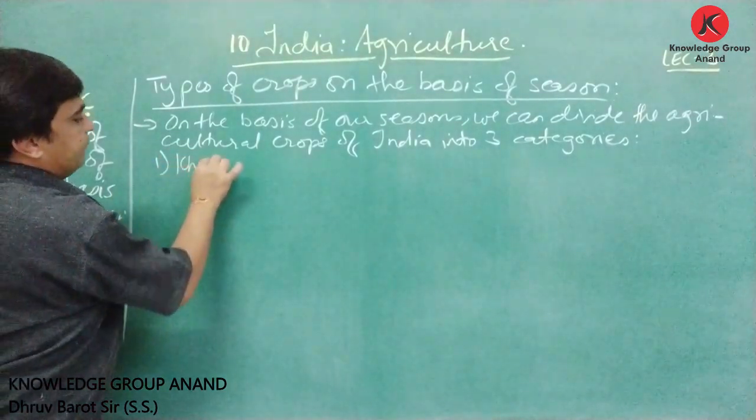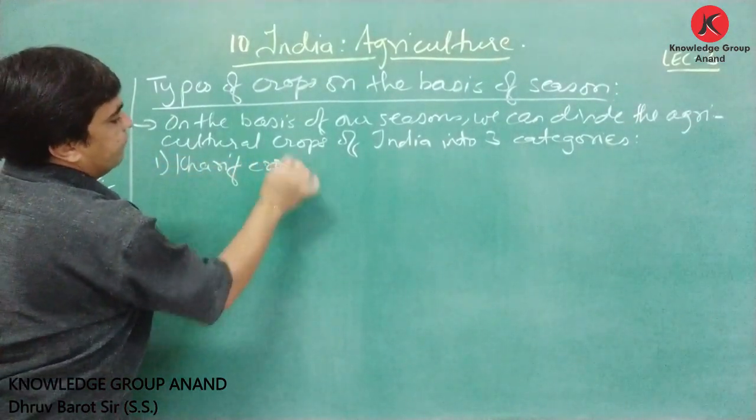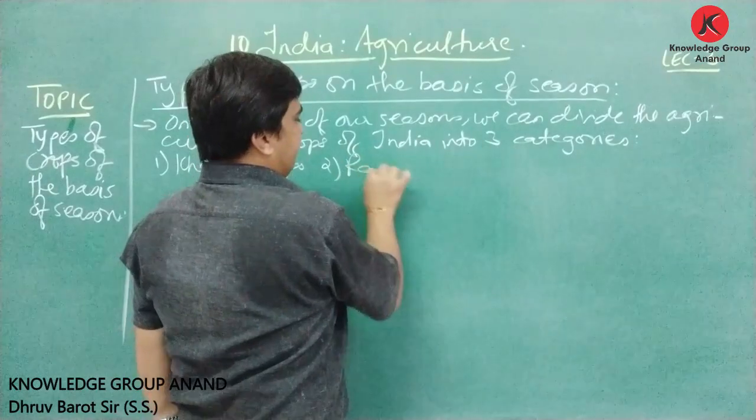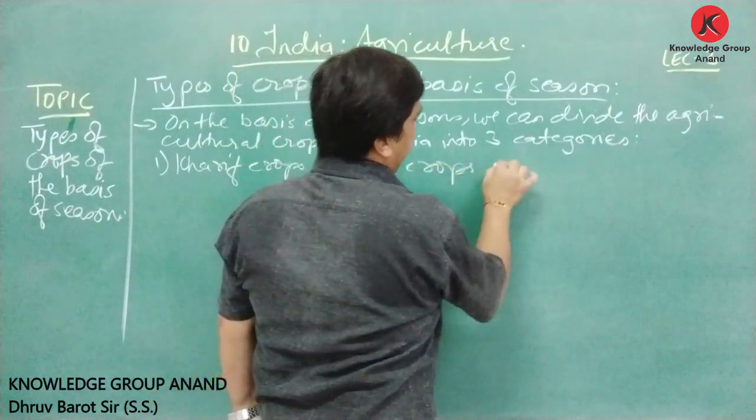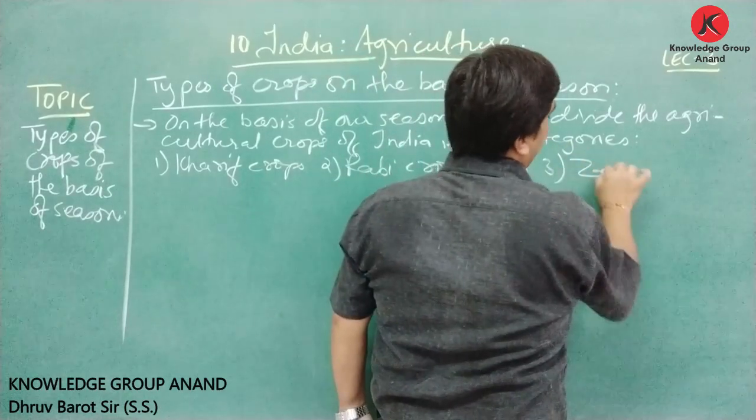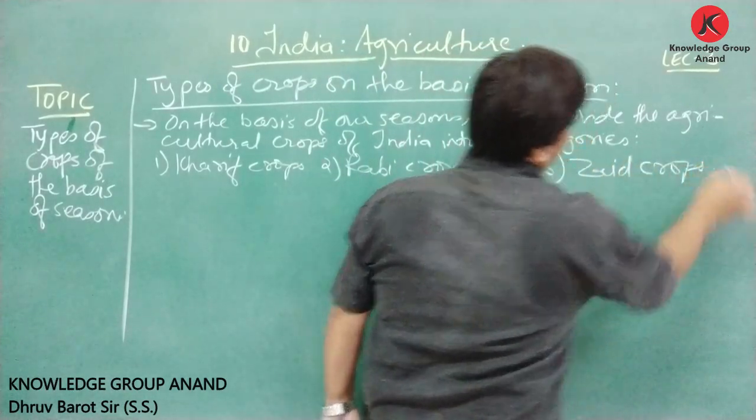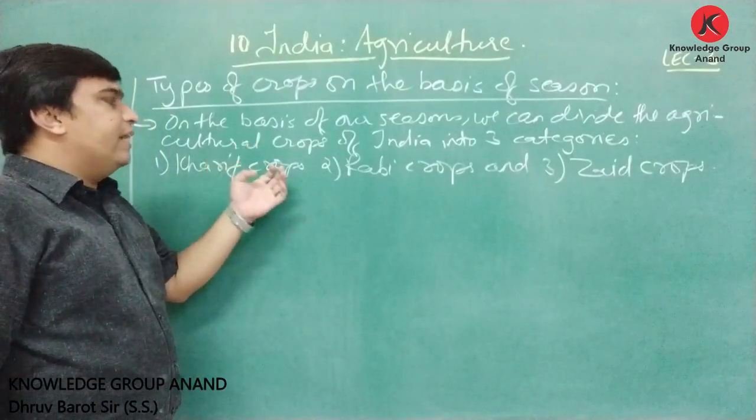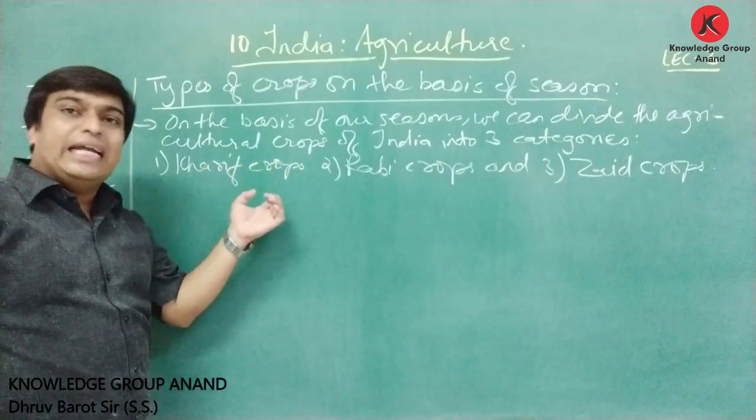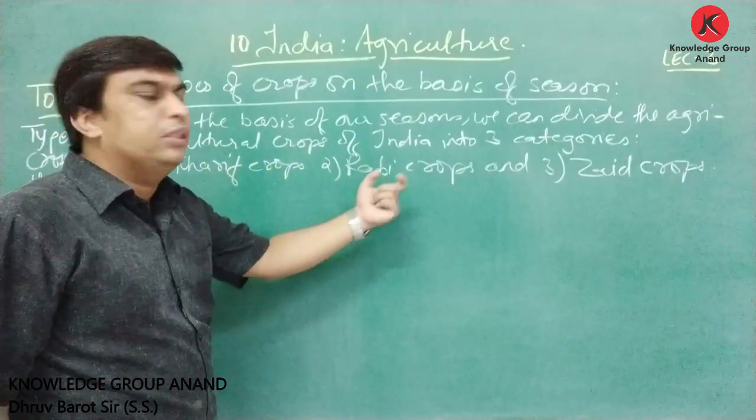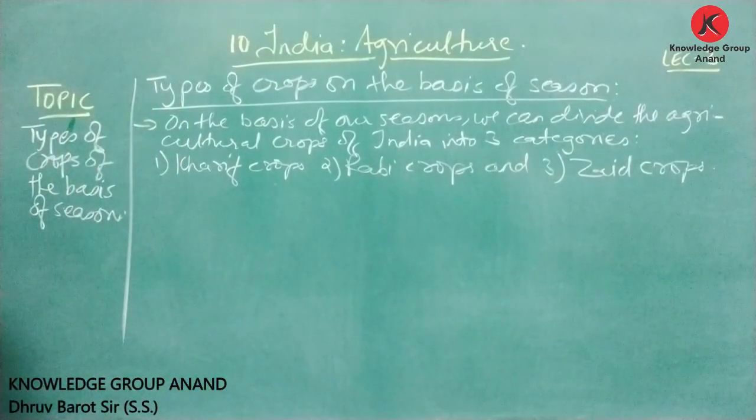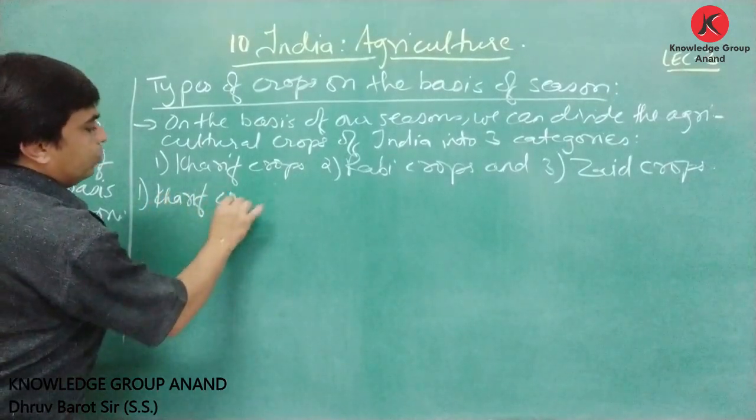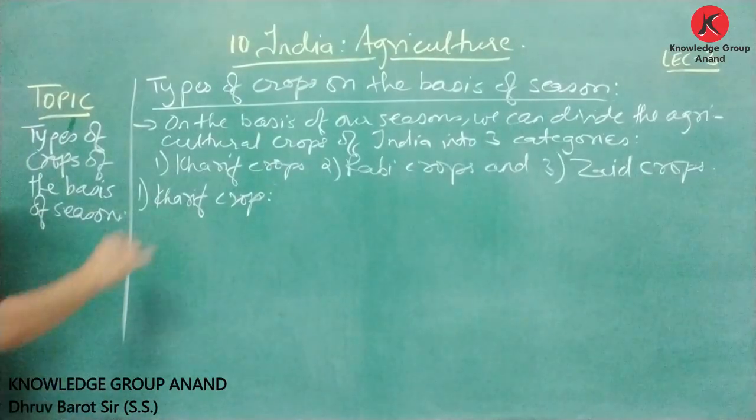First is Kharif crops. Second is Rabi crops, and third is Zaid crops. Friends, here it is said that on the basis of season we can divide the Indian agriculture crops into three categories: Kharif crops, Rabi crops, and Zaid crops. Friends, let us learn one by one in detail. First, let us learn about the Kharif crops.